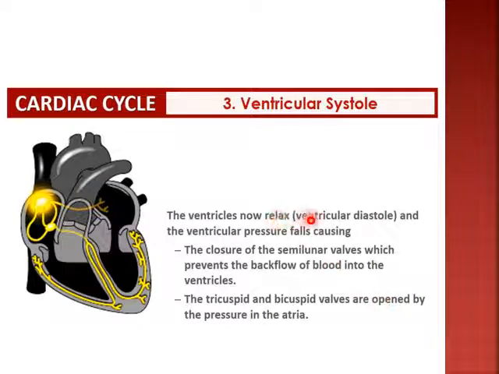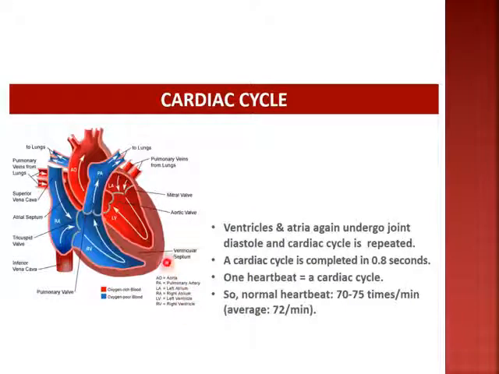Ventricles now relax, which is called the ventricular diastole, and the ventricular pressure falls, causing the closure of the semilunar valves, which prevents the backflow of blood into the ventricles. Tricuspid and bicuspid valves are opened by the pressure in the atria. Ventricles and atria again undergo the joint diastole and the cardiac cycle is repeated. A cardiac cycle is completed in 0.8 seconds. One heartbeat is equal to one cardiac cycle.